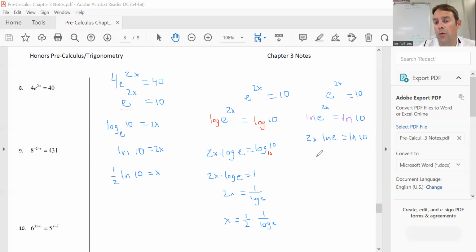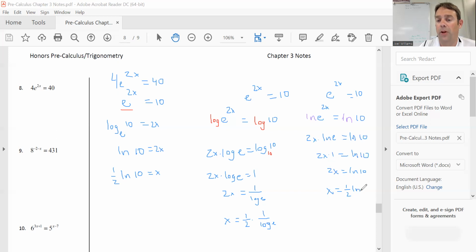And so natural log of e, that would be 1. So natural log of 10. And then, 2x equals natural log of 10. So x is 1/2 natural log of 10. Again, same exact answer as we had in the very first one.